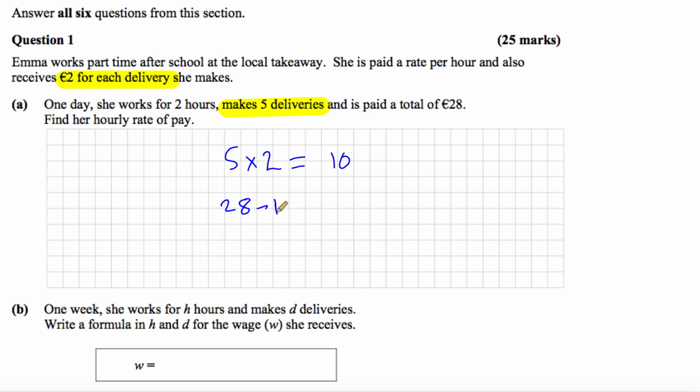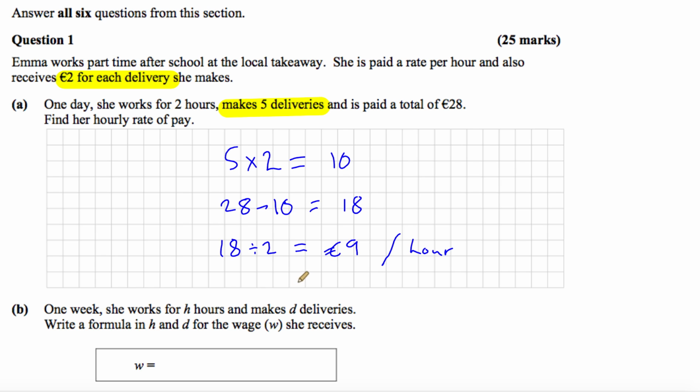So if we take away the 10 from that, that leaves us €18 that she must get in as her rate. Now she works for 2 hours, so she gets that €18 for 2 hours. So her hourly rate then would be the 18 divided by 2, which is 9. So €9 per hour. That's her rate.